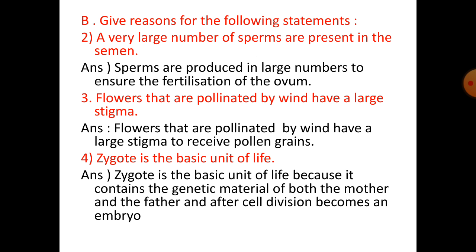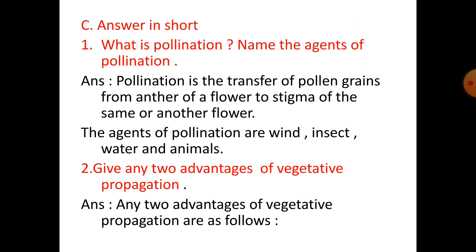Zygote is the basic unit of life. Zygote is the basic unit of life because it contains the genetic material of both the mother and the father and after cell division becomes an embryo.